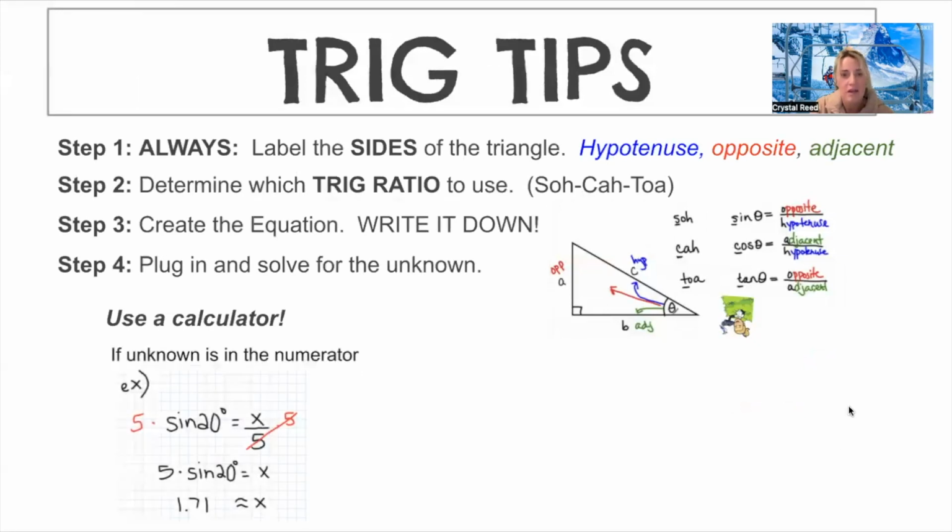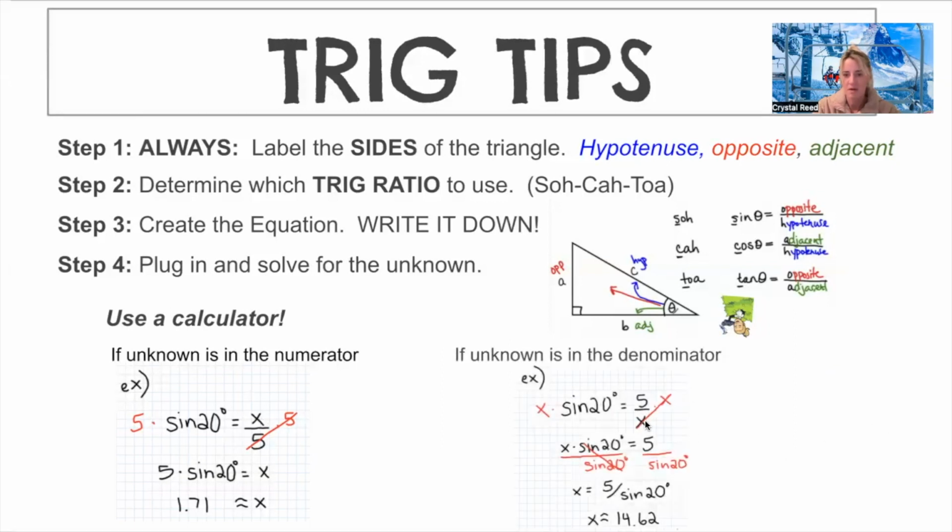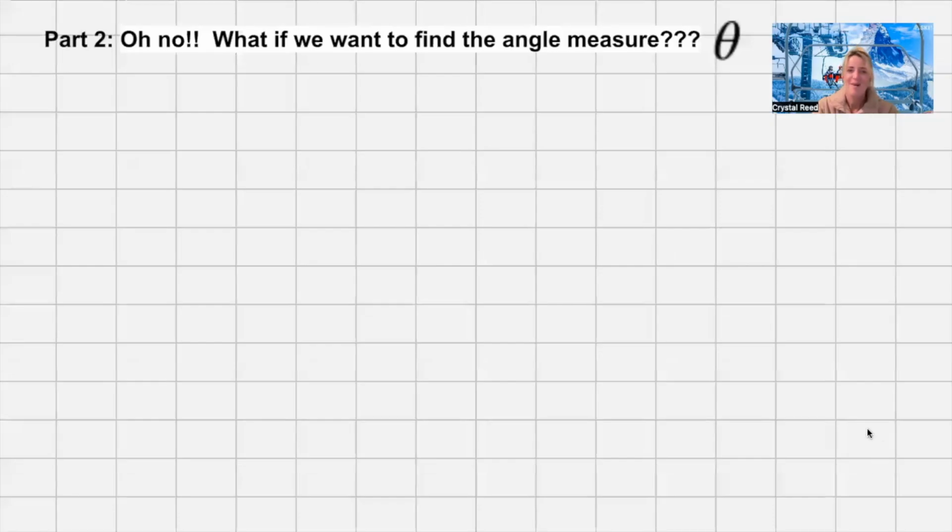You're going to use your calculator. We're going to use Desmos always. If the unknown is on the top, the numerator, we can just cross multiply and solve. If the unknown is in the denominator, you're going to have to cross multiply, then divide to solve. It's a lot, right?